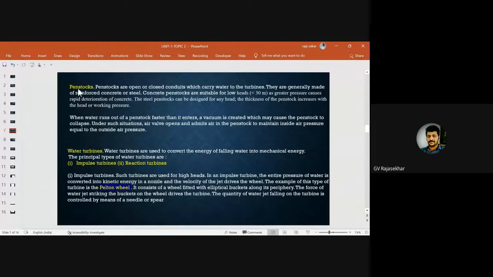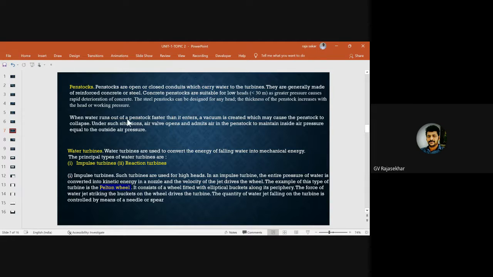Next, penstocks. Penstocks are open or closed conduits which carry water to the turbines. So through penstocks, we are going to carry the water to the turbine. They are generally made of reinforced concrete or steel. Concrete penstocks are suitable for heads lower than 30 meters, as greater pressure causes rapid deterioration of concrete. Steel penstocks are designed for any head. When water is flowing continuously, there may be erosion of concrete. So generally, steel penstocks are used for all heads.